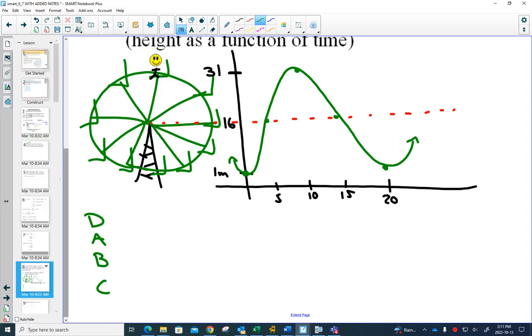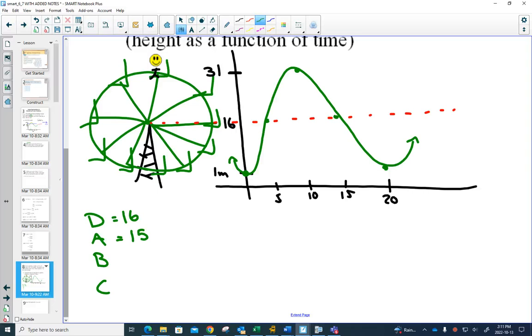The D stands for your center line. Can you see easily from your graph now that that's at 16? Your A helped you find your maximum and minimum, but we have the maximum and minimum. Your A value is from the center line to that maximum. That's going to be 15.